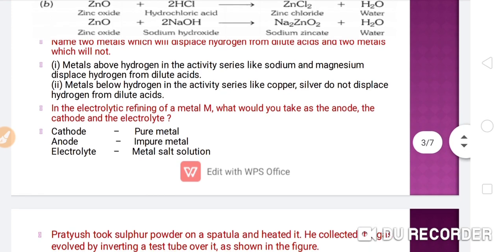Now come to the next question. In the electrolytic refining of a metal M, what would you take as the anode, the cathode and the electrolyte? So the cathode will be pure metal, the anode will be impure metal, and the electrolyte will be a solution of the same metal salt. So these are the requirements.